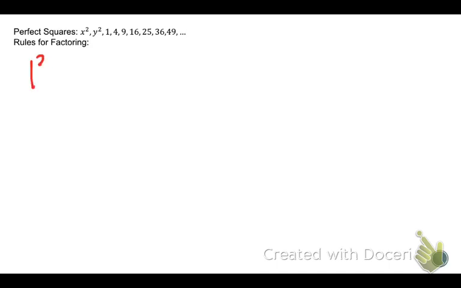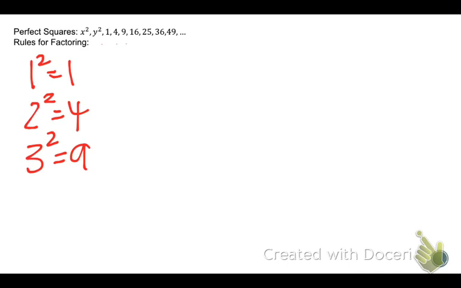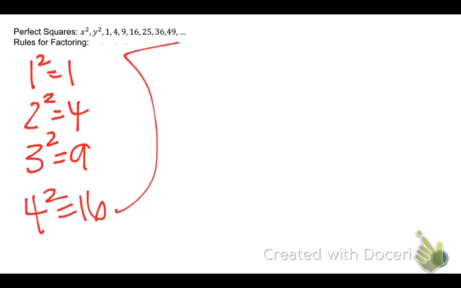So that would be like 1 squared equals 1. 2 squared equals 4. 3 squared equals 9. Holy moly, what's happening? Just kidding. 4 squared equals 16. Okay, that's where those numbers come from. So those are perfect squares.